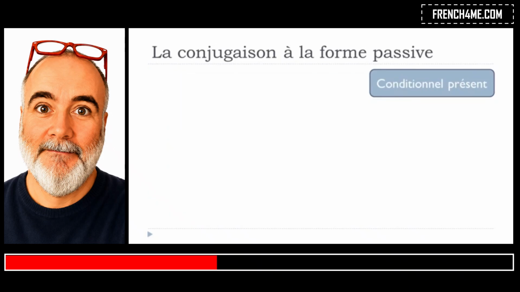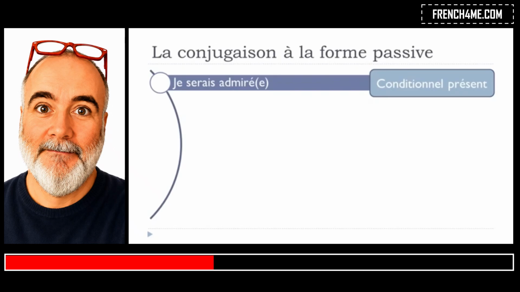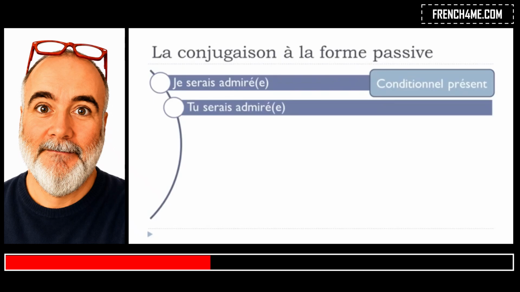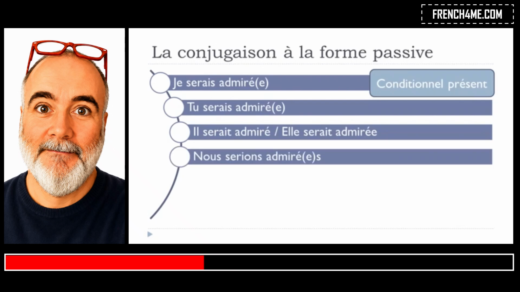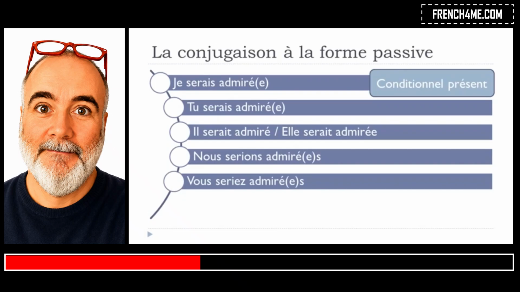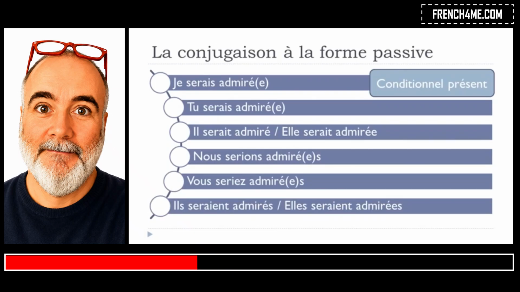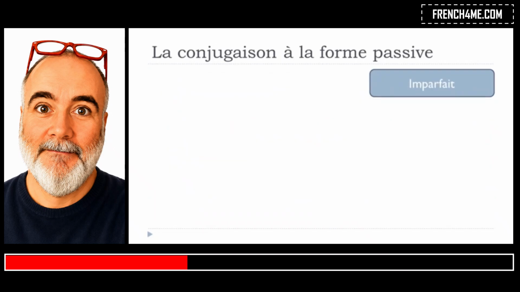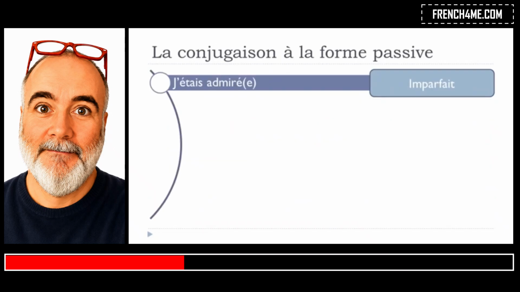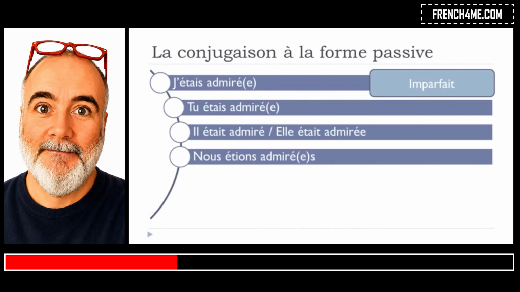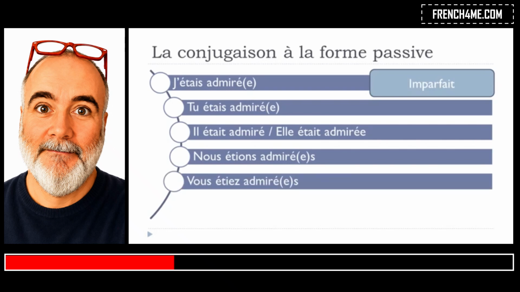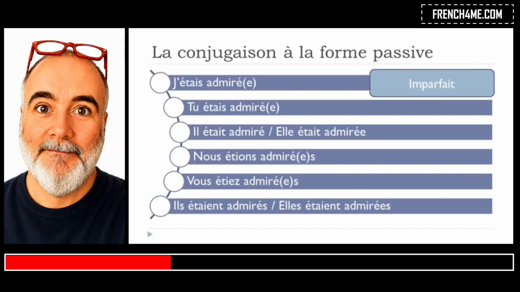All right? So if we want to make it at the conditionnel présent form, then we will get je serais admiré, tu serais admiré, il serait admiré, elle serait admirée. Nous serions admirés. Vous seriez admirés. Ils seraient admirés, elles seraient admirées. Okay, so same thing here. If you look carefully, that's only the verb être that will change. And then imparfait form would be j'étais admiré, tu étais admiré, il était admiré, elle était admirée, nous étions admirés, vous étiez admirés, ils étaient admirés, elles étaient admirées.